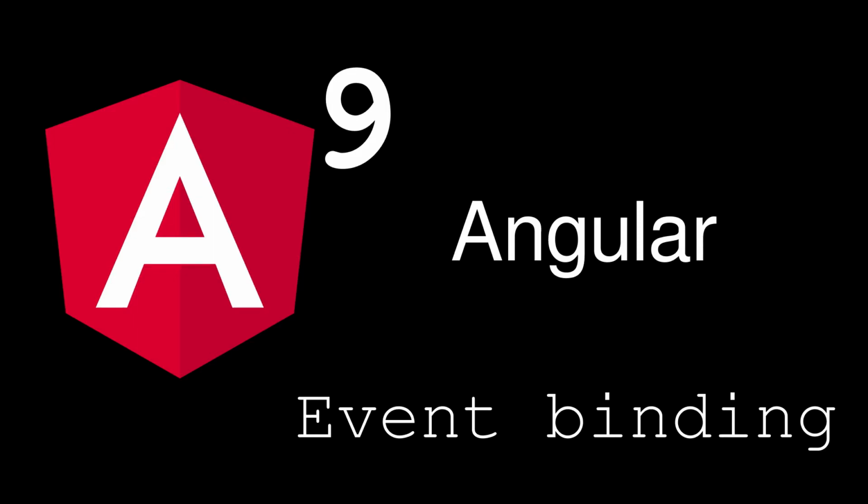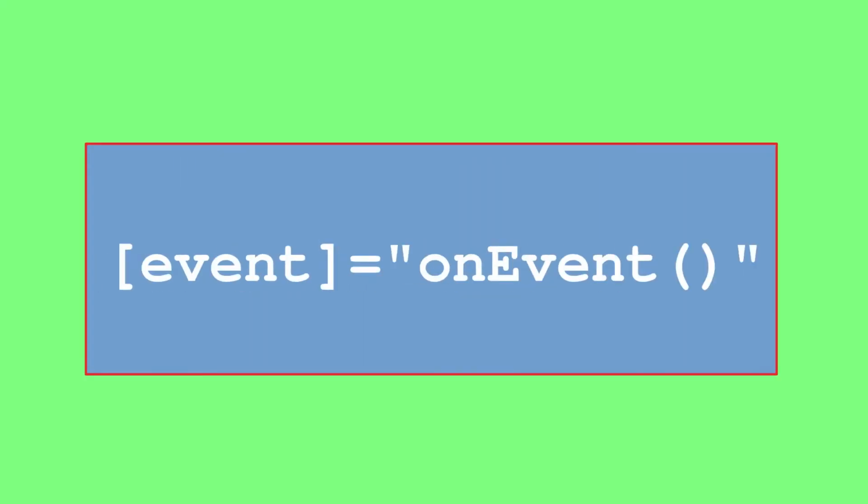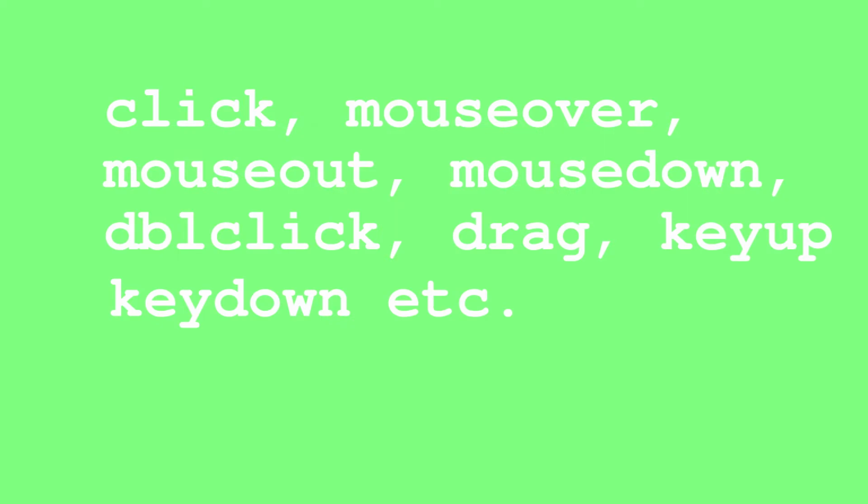In this section, I am going to talk about event binding. So let's start. To allow users to provide their response, we can use event binding. We have multiple types of events and we can bind them to functions such as click, mouse over, mouse out, mouse down, double click, drag, key up, key down, etc. In this video, we are going to see two most commonly used events, click and key down.